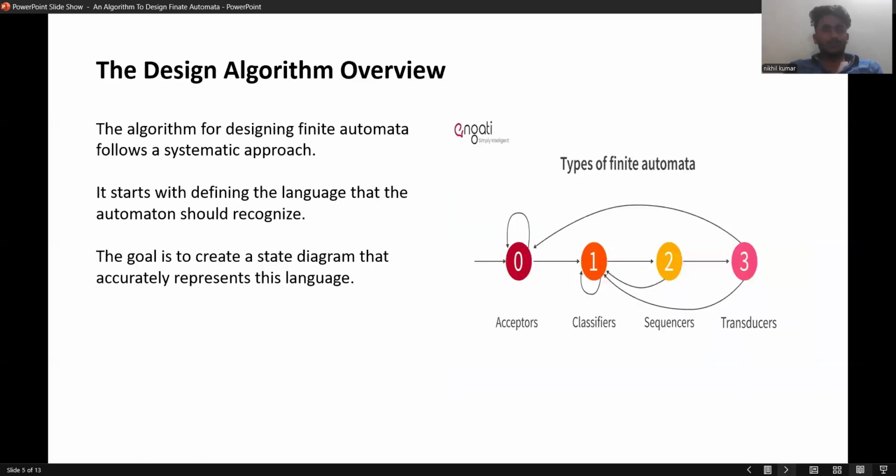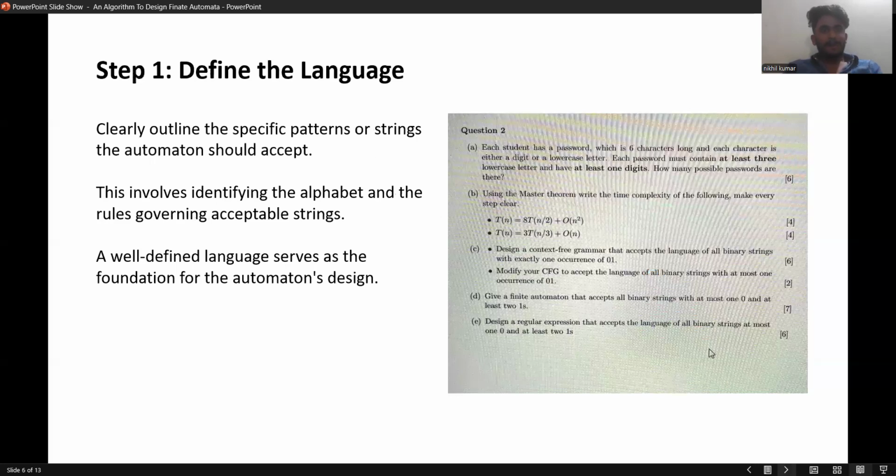The design algorithm overview. The algorithm for designing finite automata follows a systematic approach. It starts with defining the language that the automaton should recognize. The goal is to create a state diagram that accurately represents this language. Step 1. Define the language. Clearly outline the specific patterns or strings the automaton should accept. This involves identifying the alphabet and the rules governing acceptable strings. A well-defined language serves as the foundation for the automaton design.